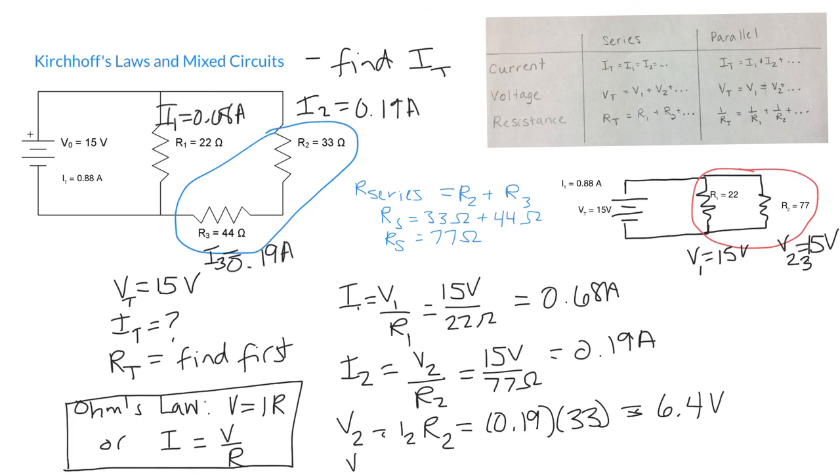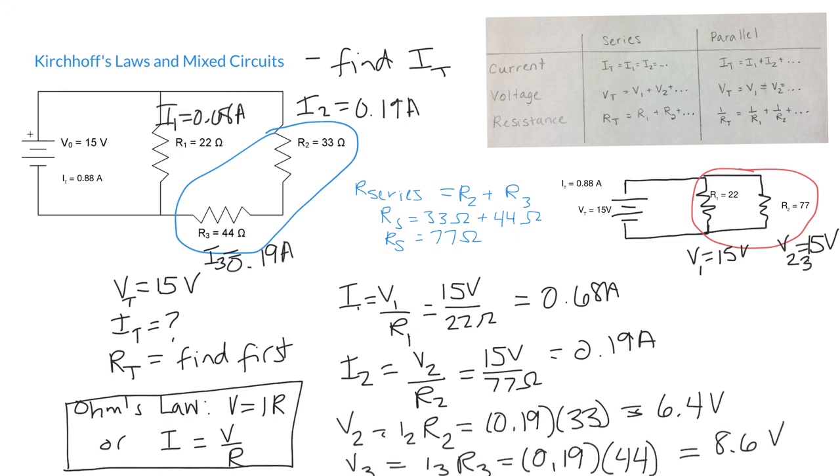And then I can do the same for voltage 3. And that's I3 times R3, which is 0.19 times 44. And that should give me 8.6.